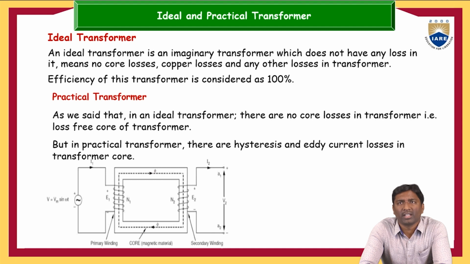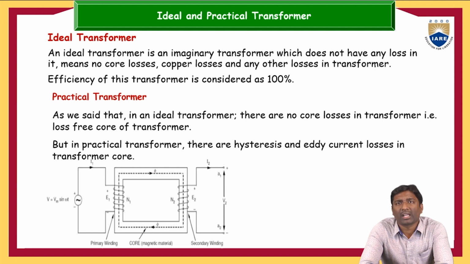An ideal transformer is an imaginary transformer which does not have any type of losses. That means no core losses and no copper losses in the transformer. In the case of the ideal transformer, the efficiency is considered to be 100% because we are not considering any losses. Whatever the input is will be equal to the output. According to the efficiency definition, it is output by input. Since the losses are not present, the output is equal to the input. That's why we consider the efficiency of the transformer as 100%.